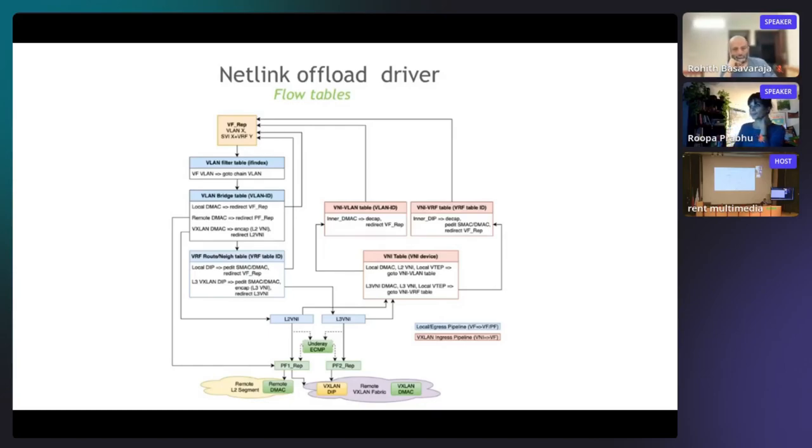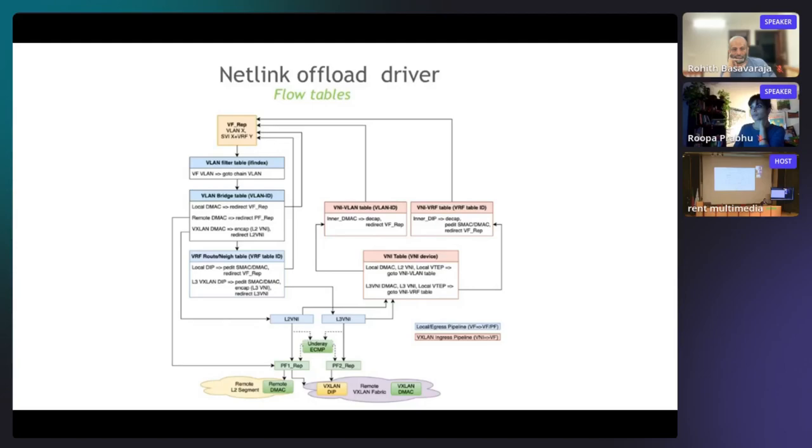Once it reaches the corresponding representer, it goes through a VLAN filter table. After the VLAN filter table, it goes through the FDB lookup, the bridge table lookup. If it is a local MAC, then it is directed to the appropriate port. If it is a VXLAN DMAC, then we do an encapsulation and send it out to the corresponding L2 VNI.